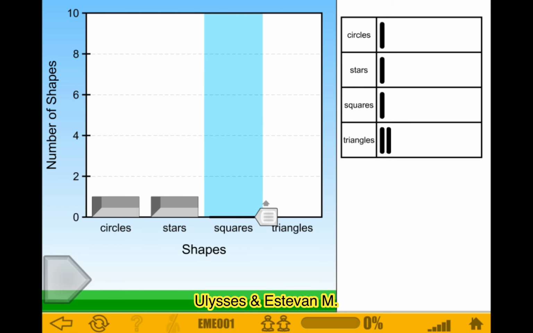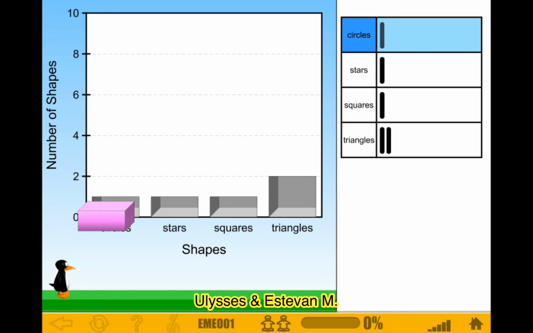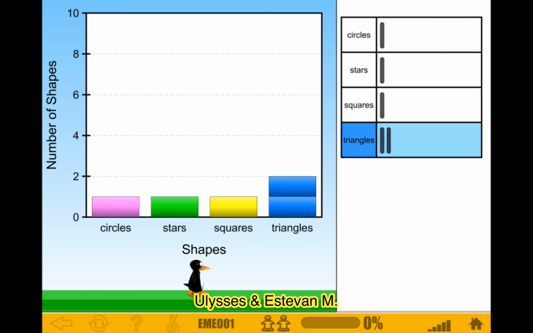Stars, 2. 1, and then 1. And 2 triangles. These are called tally marks. A tally mark equals 1. 1 tally mark equals 1. But 2 tally marks equals 2. I bet Rexy doesn't know that.